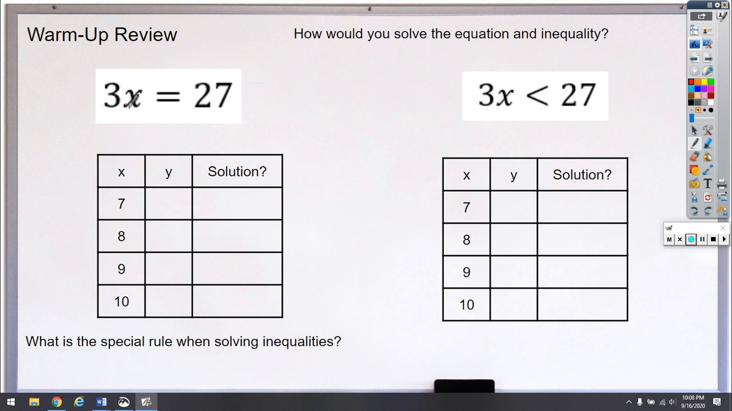So the first thing we want to do is go over here and basically practice setting this up. If I take the 7 and substitute for x, I'll get 21. And we're basically saying, is 21 going to make this true? Is 21 equal to 27? So that's not a solution for this one.